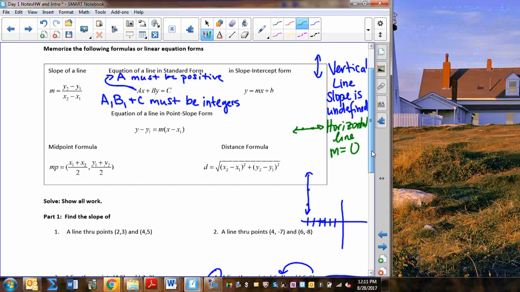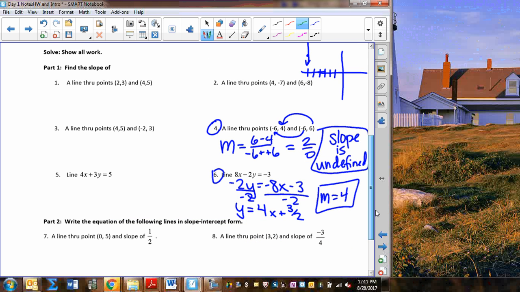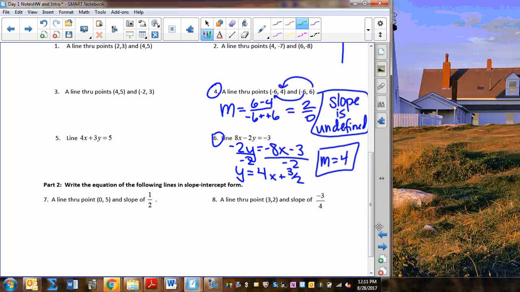Alright, let's take a look at part 2. Write the equation of the following lines in slope-intercept form. Everyone's favorite. Let's go with 7's too easy. Let's do number 8.